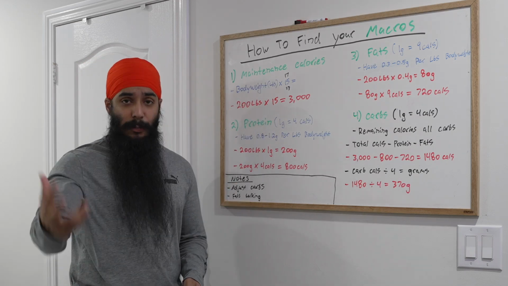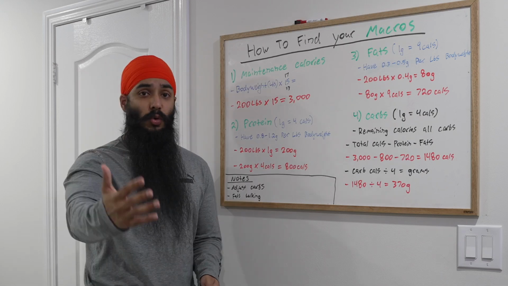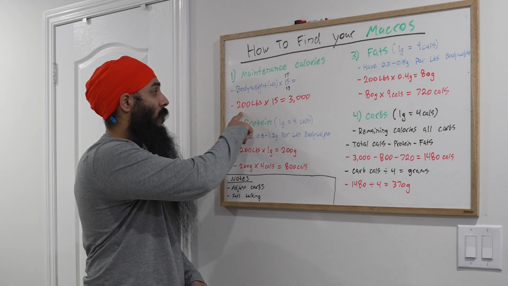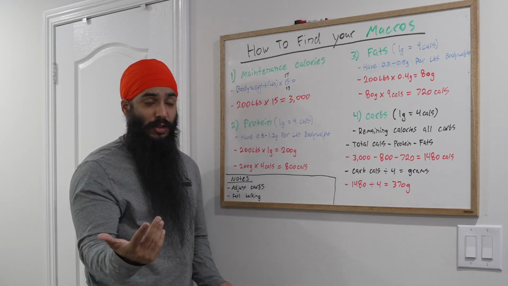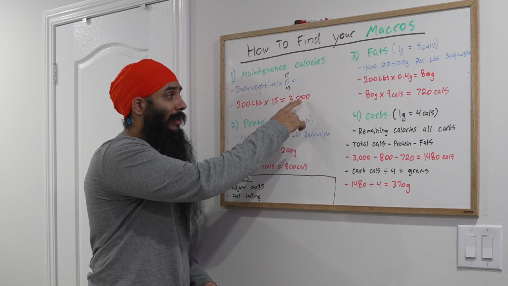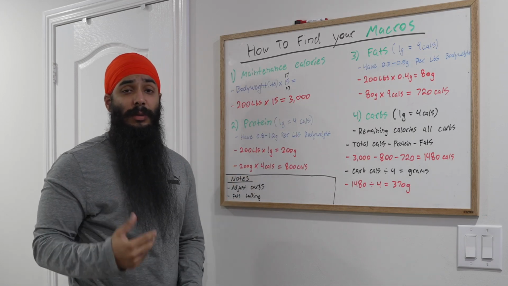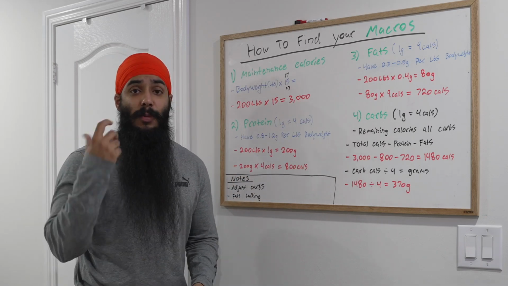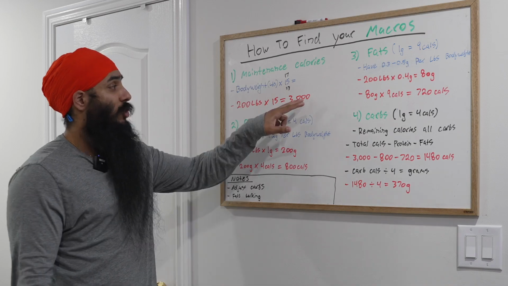So let's say, hypothetically, you watching this right now, you're 200 pounds. You're going to do 200 pounds times 15, you're just an average person, which gives you 3,000 calories. So this is going to be your maintenance calories. And depending on your goal, you're going to be adjusting this.